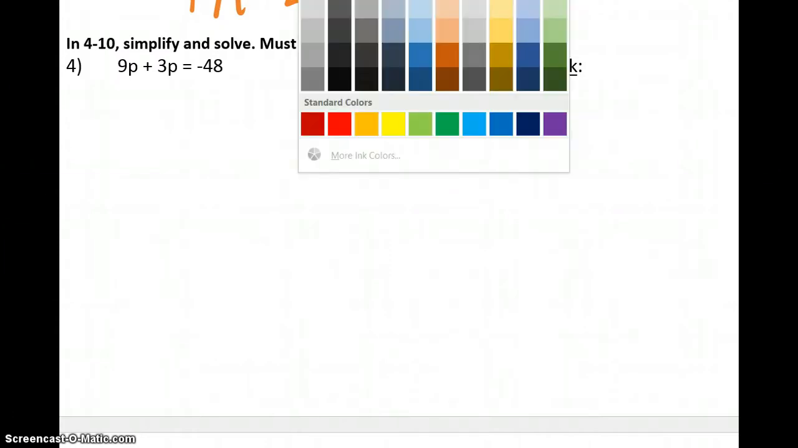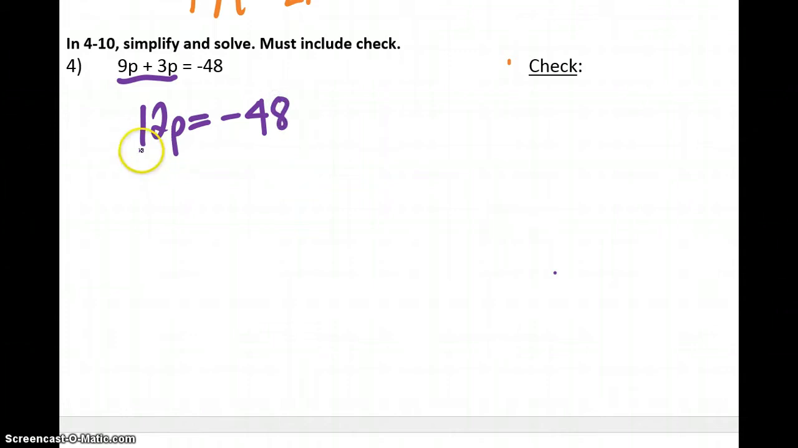Number 4, simplify and solve. So you will notice that this one has an equal sign, so therefore I need your answer to be an x equals something. Okay, but first thing I need to do, I see that I need to combine like terms on one side of the equal sign. Okay, so 9p plus 3p is 12p. So I have 12p equals negative 48. Okay, that looks like a pretty simple equation to solve.